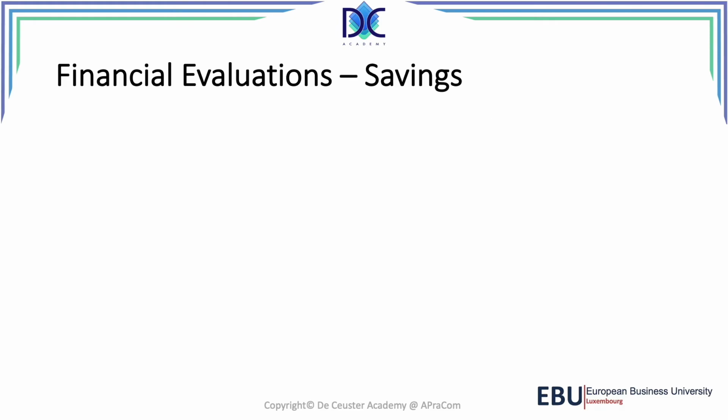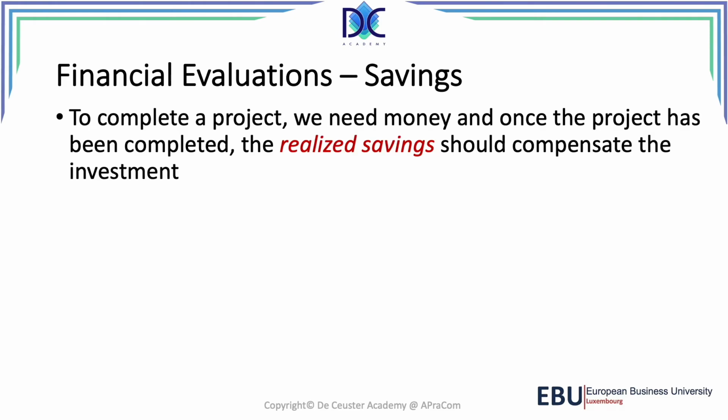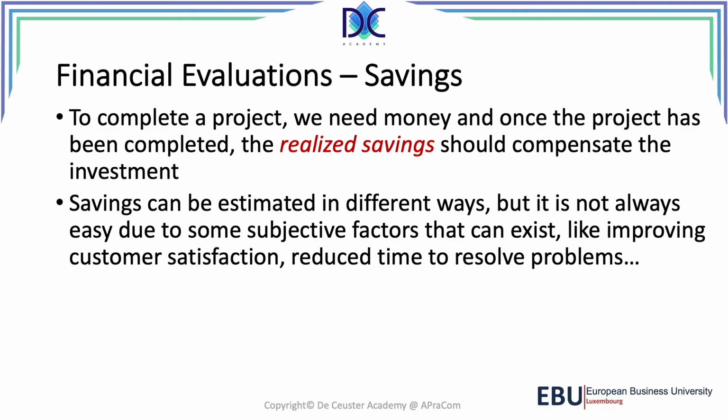Now, when we look at savings, it's a different element. When we look at projects where we have a service and we realize those savings, those savings should compensate the investment. Sometimes it's very difficult to say what the savings are. We have to find a way to estimate it. For example, we have a new system. It will help us reduce the average time to answer a call, and we have to find a way to calculate it.